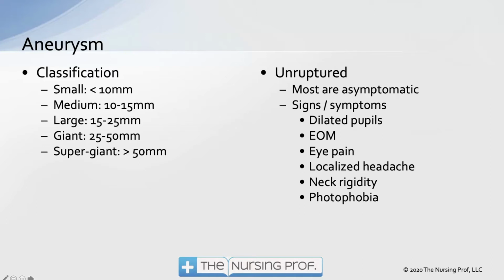Most of them are asymptomatic. Unfortunately, what happens is that this aneurysm has formed and it just sits there and it's asymptomatic. Nobody even knows that they have it. And then suddenly one day it pops and now we've got a subarachnoid hemorrhage. Symptom-wise, the most common symptom we're going to see is a gradual decrease in level of consciousness, but we may see some of these other things as well.